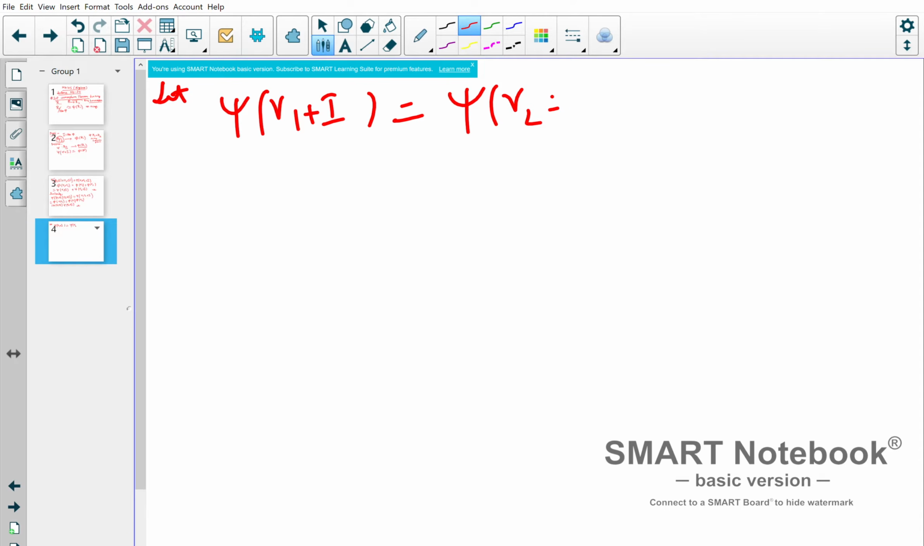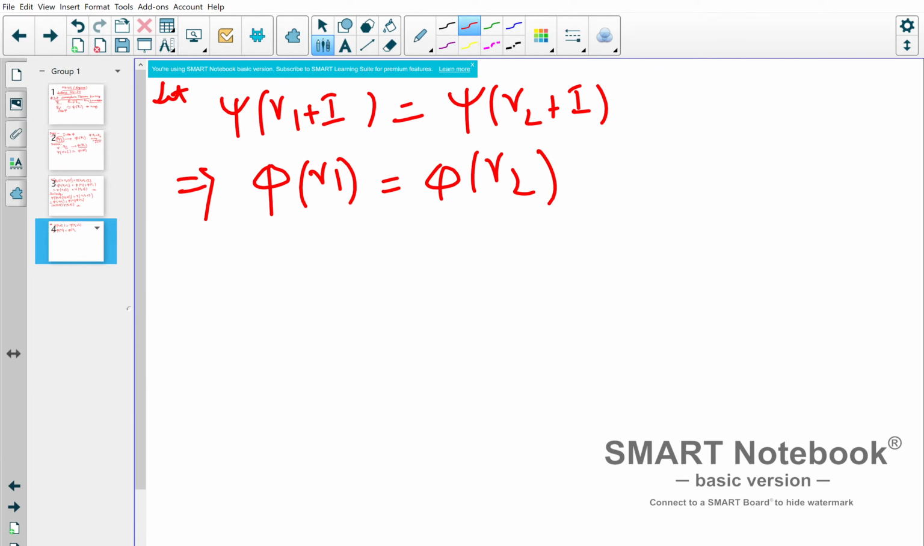So I am going to check the injectivity property. So let me assume that these two images are the same. We will say that the two images are also the same. So what does that mean? That means this is phi of R1 equal to phi of R2, right? By definition.